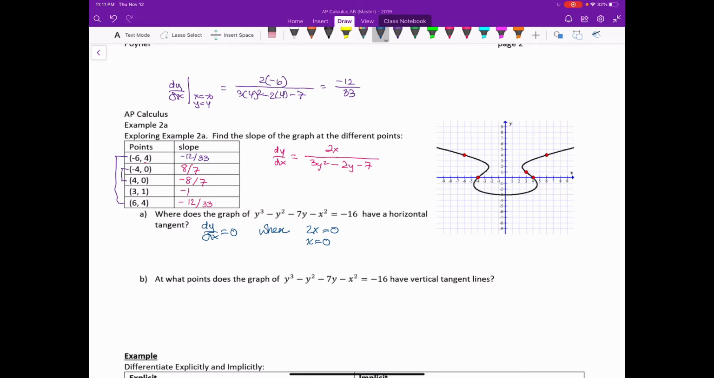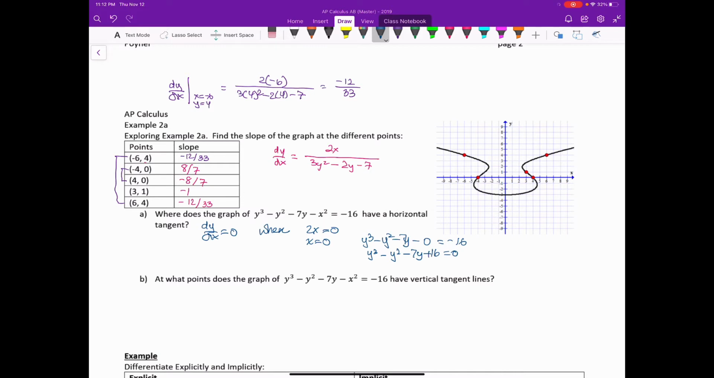And if I wanted to find the ordered pair for which that happened, I would have to then substitute it in, because it's saying where, it's not saying at what x. So I'm going to give the ordered pair. So I would then substitute x equals 0 into the original equation. So we do y cubed minus y squared minus 7y minus 0 is equal to -16, and then we get y cubed minus y squared minus 7y plus 16 is equal to 0.